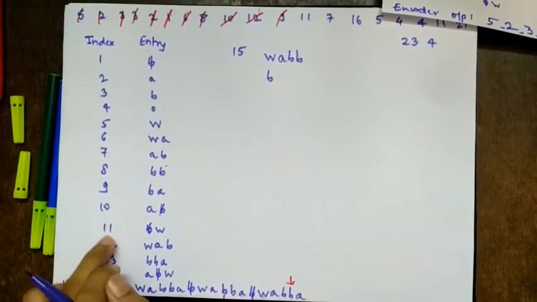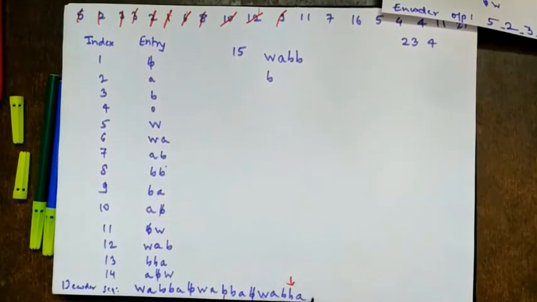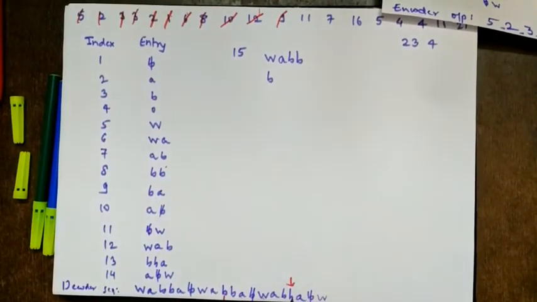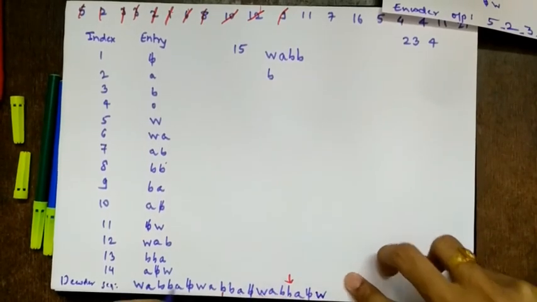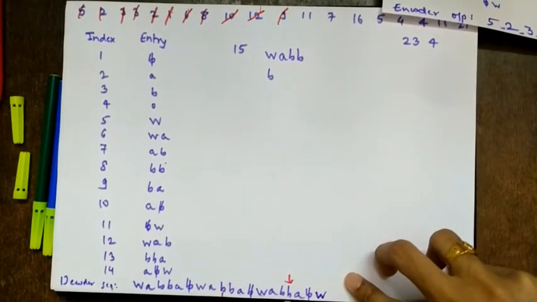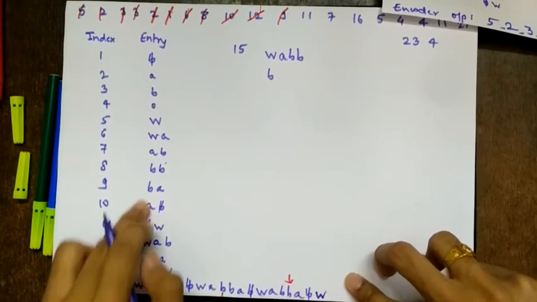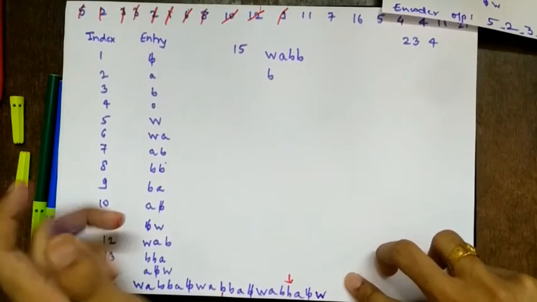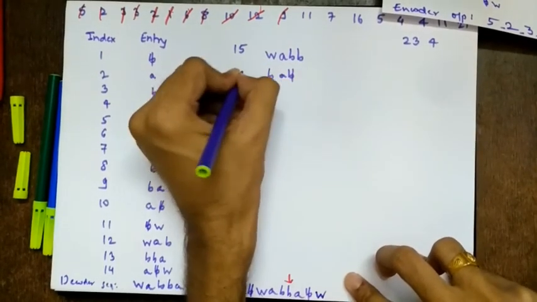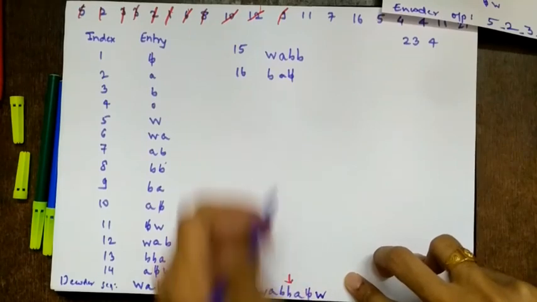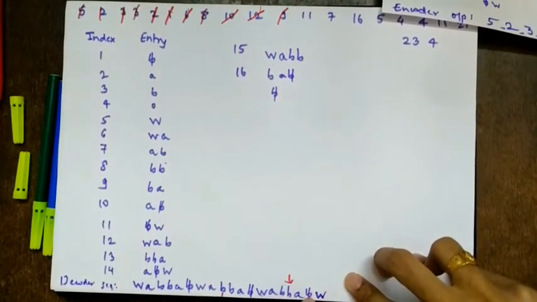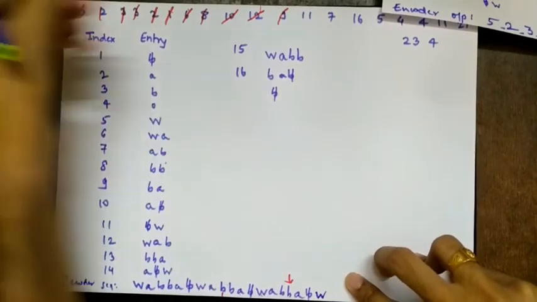Next 11. 11 is B bar W. I have to write here. So B bar W, right? This is W, right? So we were at B. So BA is there. BA B bar, is it there? No, right? So the next entry is BA B bar. So 16, right? So BA B bar, we are done till here. So next should be B bar. B bar W, is it there? Yes, it is there. So we are done with 11.